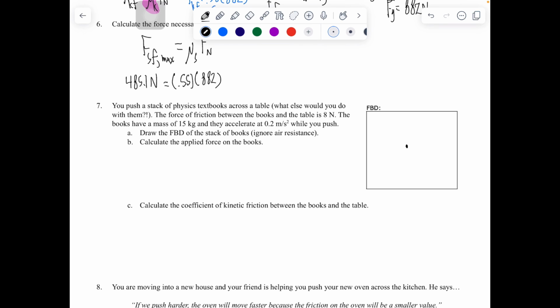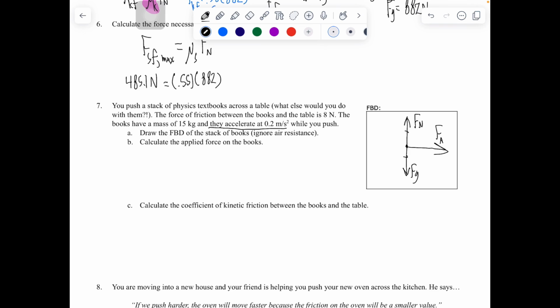Well, we know it's sliding across a table. It's on Earth. There's gravity. It's on a table. There's a normal force. It's not accelerating vertically. These forces must be balanced. They accelerate 0.2 meters per second squared while you push. So they are accelerating. So we know, okay, well, we are pushing. There's some applied force, Fa, or F if you prefer.